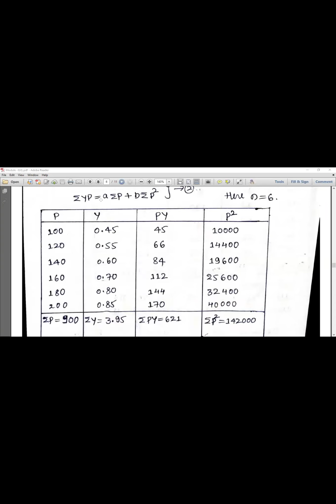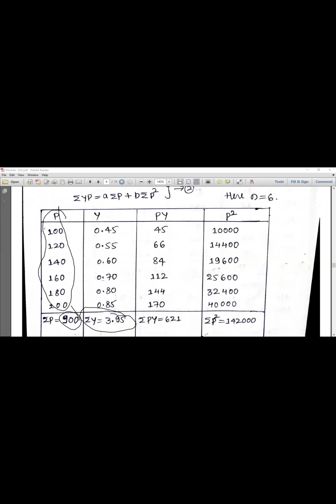Students multiply p to the first equation, it is wrong. Please do not multiply p to that equation. P should be multiplied here, in the second equation. So this is P, this is Y. Py is required, P square is required. This column is given, summation of P square. When you add this column, you are going to get 900. When you add the column Y, you are going to get 3.95.